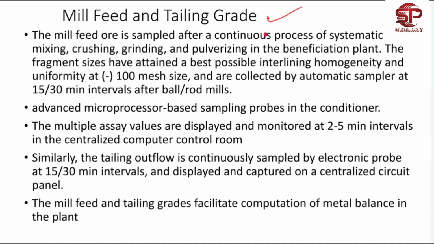And mill feed grade or tailing grade, it is the grade which a mine sells to the plant. Okay, this plant purchases and gives to the mill. It feeds to the mill. Mill means that plant or that blast furnace. It is poured in the blast furnace for smelting. That is the mill feed grade. Okay, so the mill feed grade is given in the plant, fed in the plant.